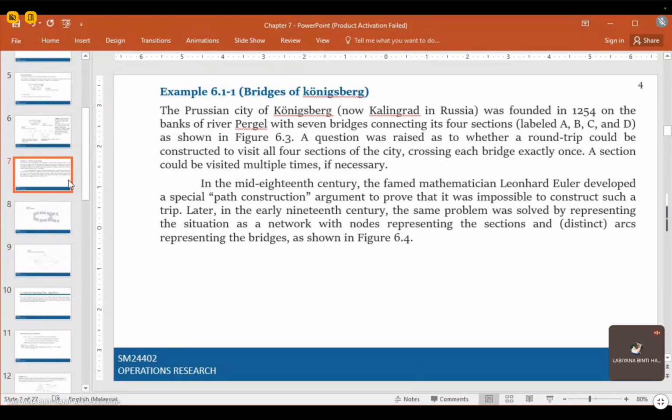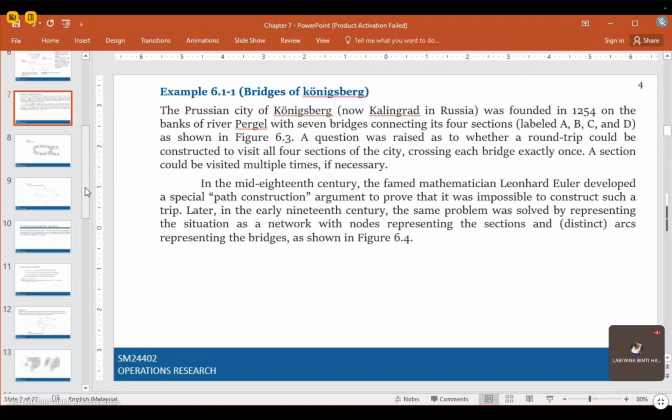Okay, I think that's easy. We can continue to example 6.11. In this example we just try to learn how the network is actually designed. So we just read.